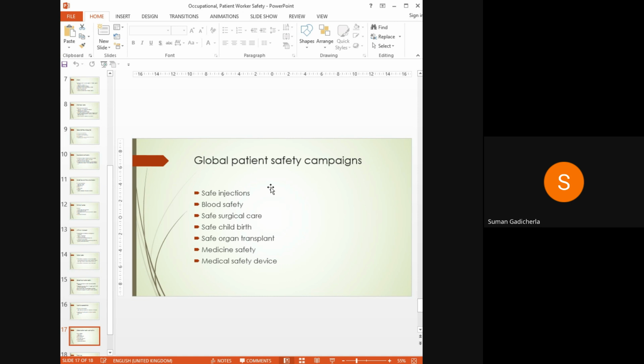Blood safety includes what? To see that whatever blood you are collecting in the blood bank is not infected. You check the blood for any blood-borne pathogens, and when you are transfusing it, ensure that you are giving the correct group of blood to the right person. We look at this as blood safety, where you are not taking blood from any professional donor. Only voluntary donation is encouraged, and you see that the person donating blood does not have any bloodborne pathogens. Safe surgical care is what I was discussing.